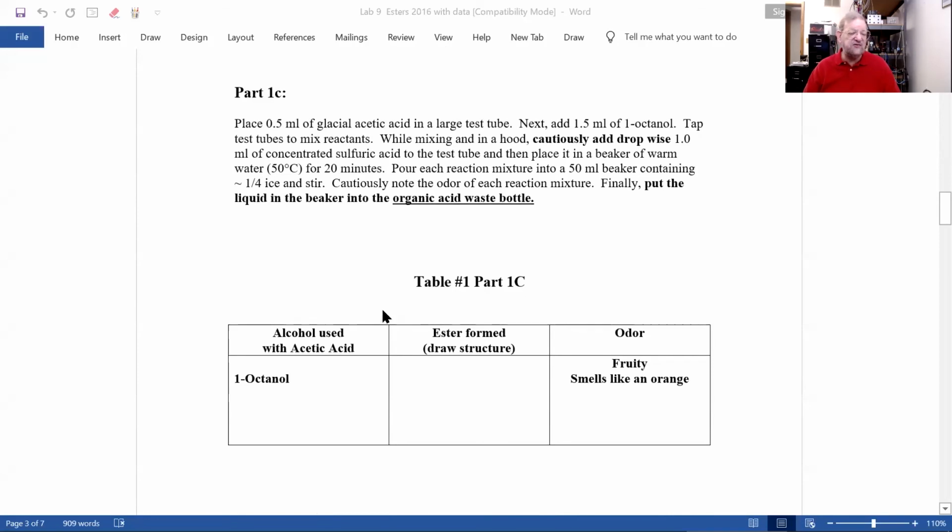Now, in part C, you'll take acetic acid and react it with 1-octanol, and hold on, I need a student assist here. Tom, do you still have your orange handy?